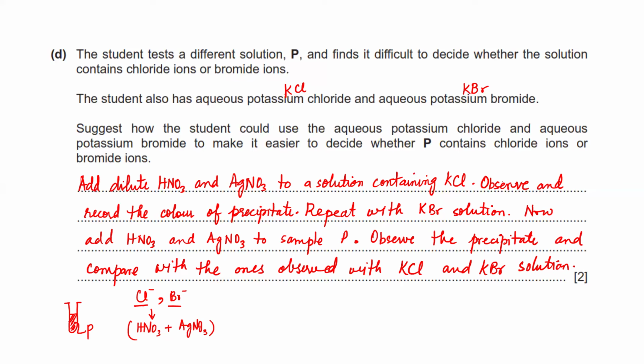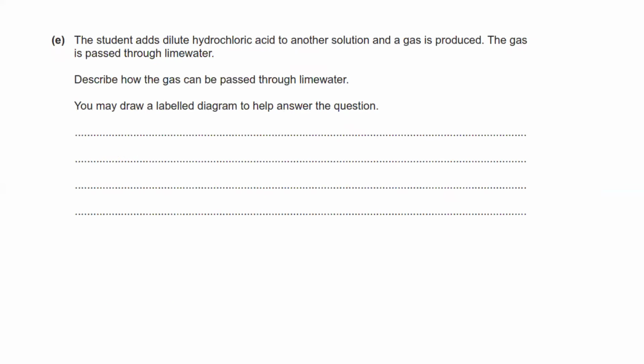Okay, then moving ahead, part E, it says the student adds dilute hydrochloric acid to another solution and a gas is produced. The gas is passed through lime water. Describe how the gas can be passed through lime water. You may draw a labelled diagram to help your answer.